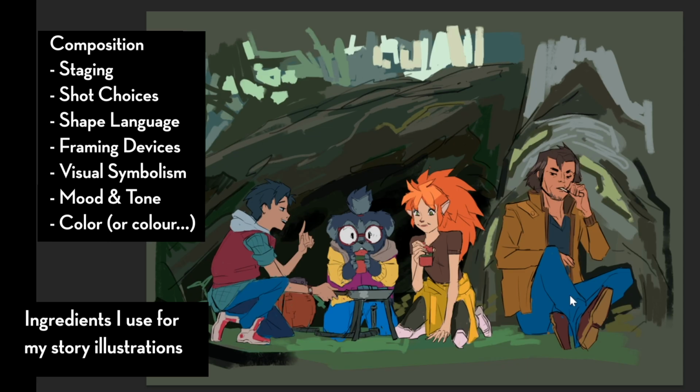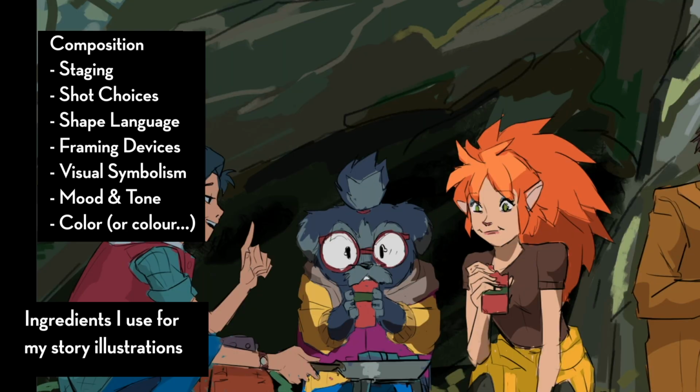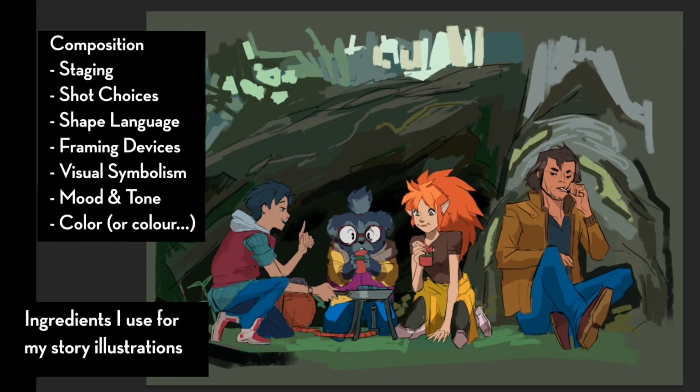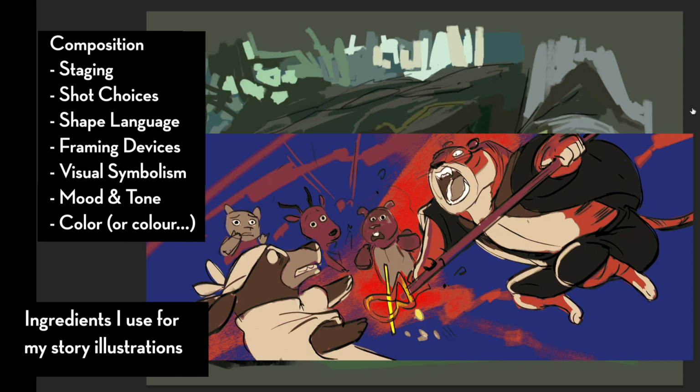Next is composition, and I think this is where some of that artistic knowledge comes into play. How is everything laid out in the image? How does this affect the overall mood in the illustration? I think about things like color, layout, camera angles, staging, overall shapes, and framing devices. How can I make certain characters look way more intimidating than other characters, and how are they visually represented?